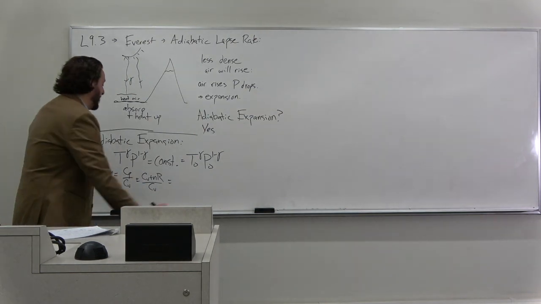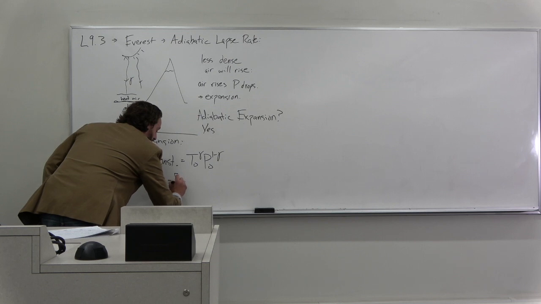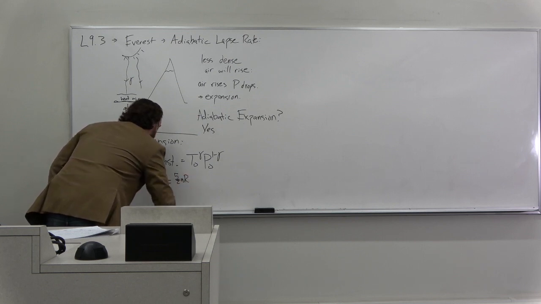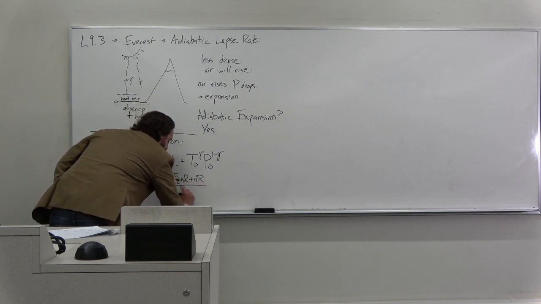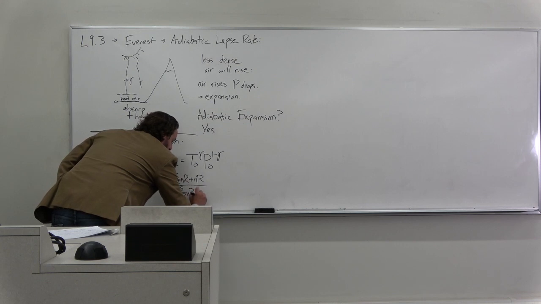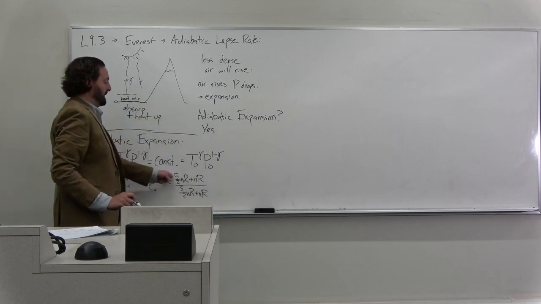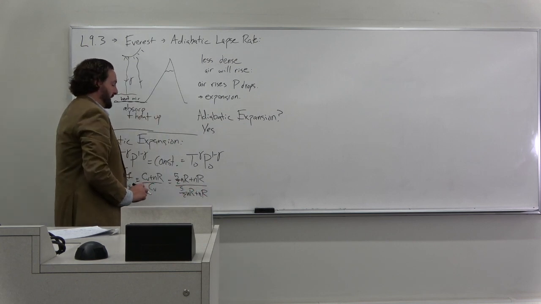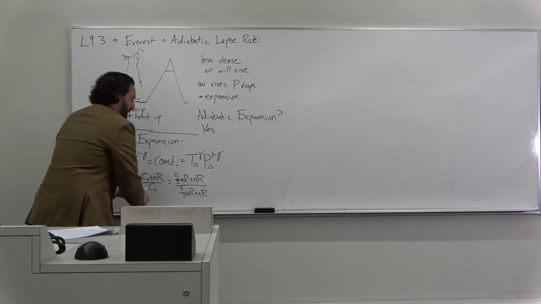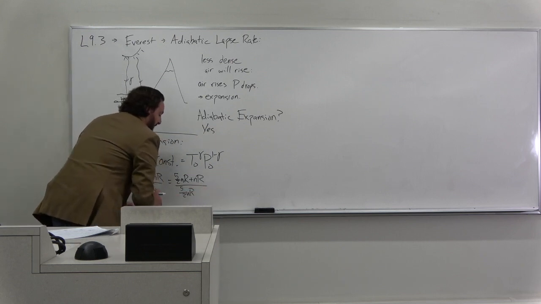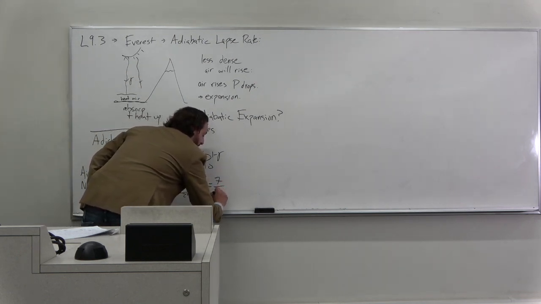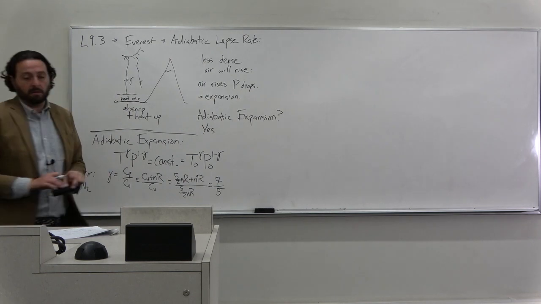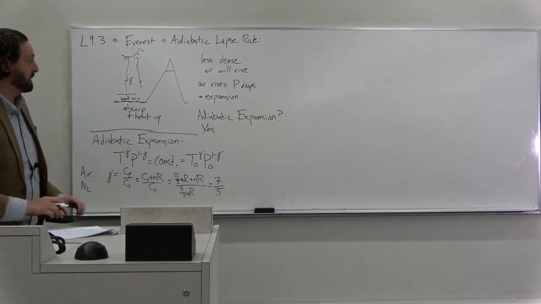So CV was 5/2 NR, plus NR over 5/2 NR plus NR. So that's going to be 5/2 plus 2/2, so that's 7/2 over 5/2, so that's 7/5, right? We've done that a lot of times now. We know that that's 7/5.